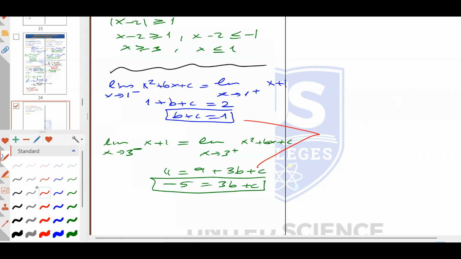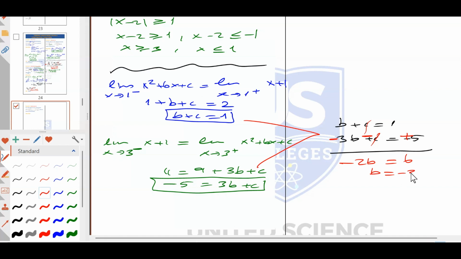Okay, let's solve it. b plus c is 1 and 3b plus c is negative 5. So c's have coefficient 1. It's better to isolate c by multiplying one of the equations by negative. Let's multiply the second equation by negative. So in this case, c's will cancel each other. Negative 3b makes negative 2b equals 5 plus 1 makes 6. Dividing both sides by negative 2, b becomes negative 3. Okay, that's the first unknown.